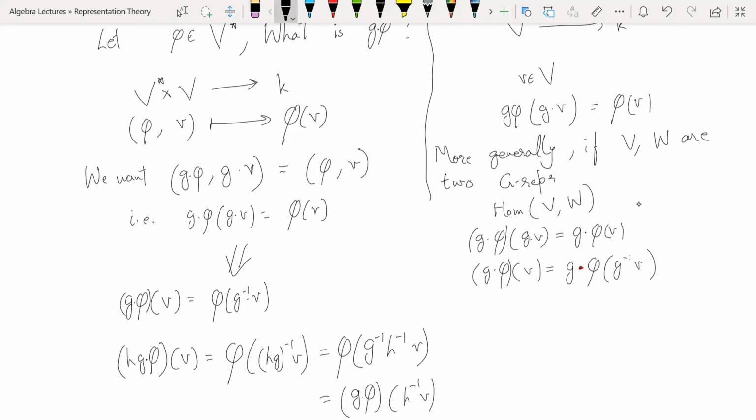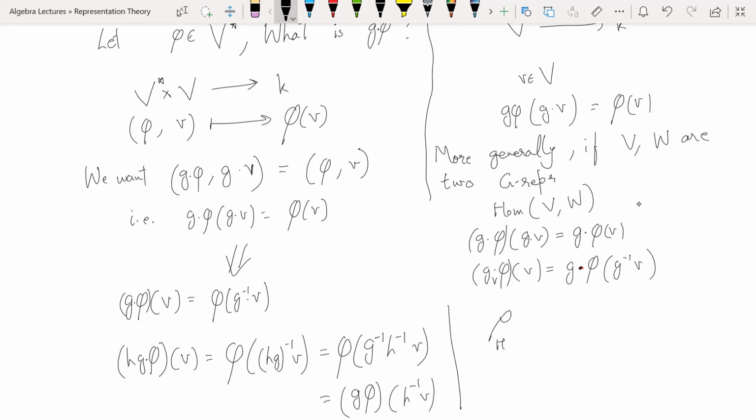Maybe I'll write this formula in terms of rho, so that there is less confusion. So this is the action in W, and this is the action in Hom. Then it will become even more complicated to write, but anyway, I'll rewrite this formula. So let me do that.